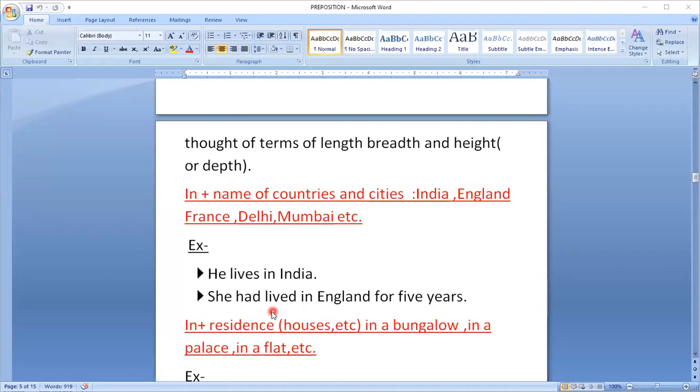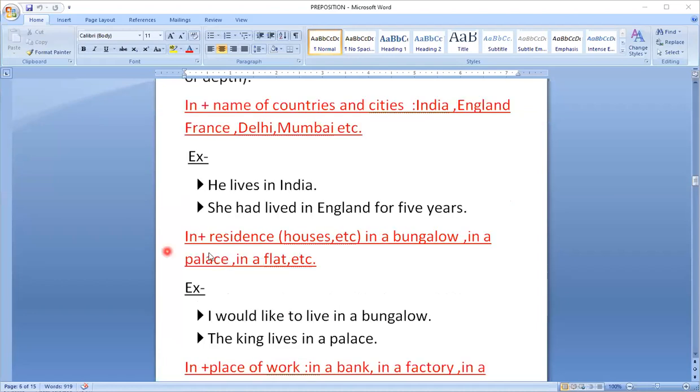Okay student, now next uses of in. So in plus residence, मतलब residence जब का रहने की जगह, as a house, as in a bungalow, in a palace, in a flat. जब भी हम बात करते हैं houses की, bungalow की, we use in preposition. So here I would like to live in a bungalow. Here before the bungalow we use in preposition. The king lives in a palace. So here before the palace we use in preposition.